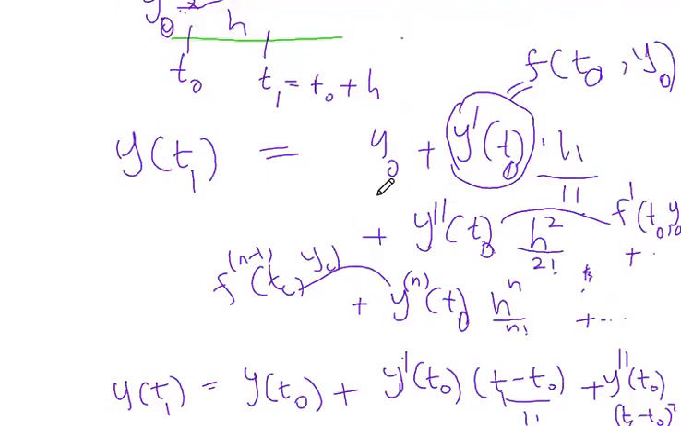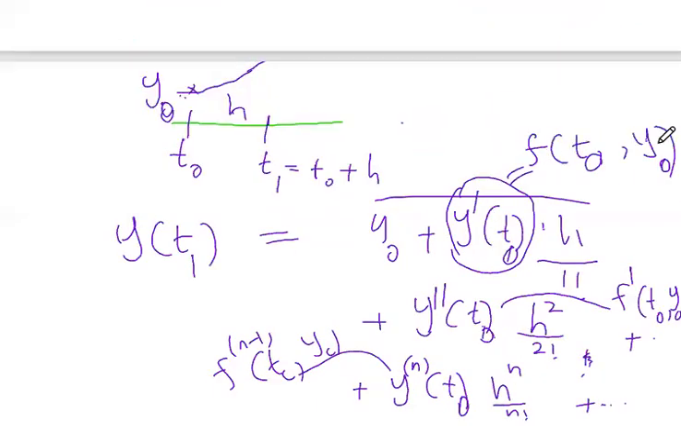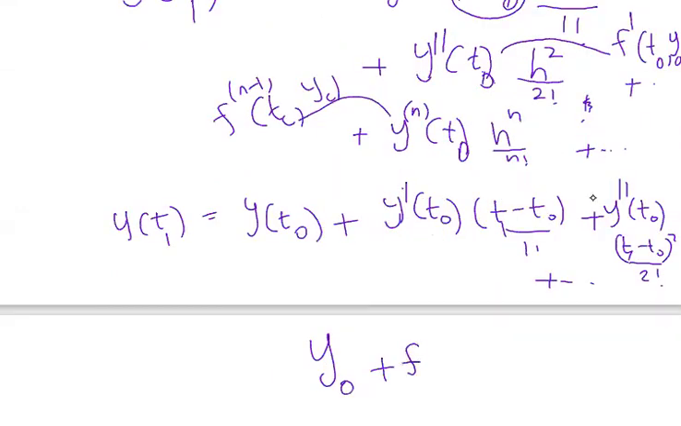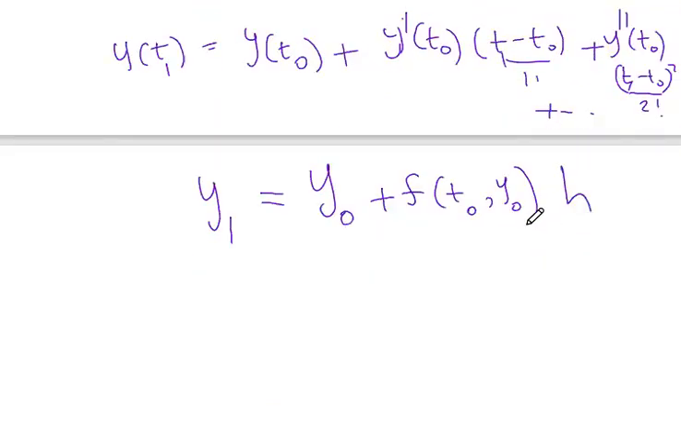So what is the difference? If you consider the first two terms of the Taylor expansion, let's write them down: y naught plus f of t naught, y naught times h. Let's denote this as y sub 1. Here this is the exact and this is the approximation. If we consider only the first two terms of the Taylor expansion, then there is an error.